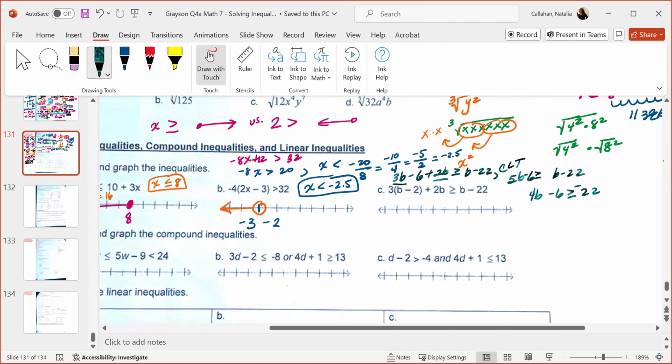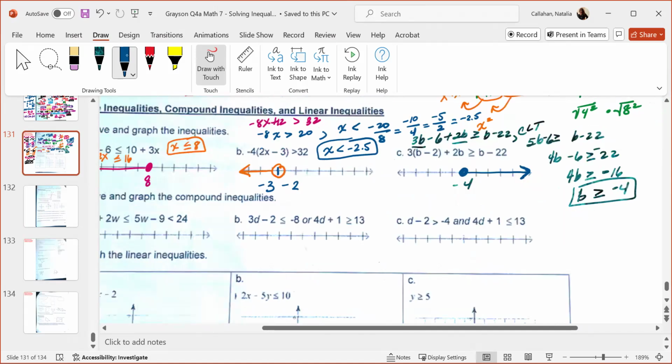Okay. Add the 6, correct? Negative 22 plus 6 is negative 16, right? Divided by the positive 4, no sign changes. Negative 4, right? Okay, so let's say this is negative 4. Closed circle, right or left? Just going right. Yeah, and that's the answer.